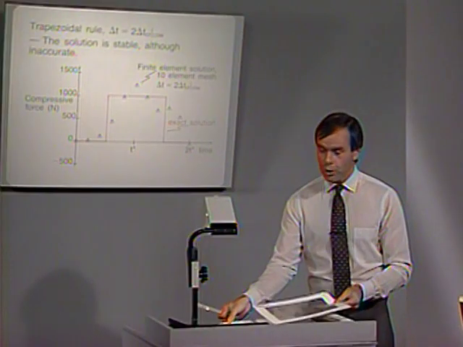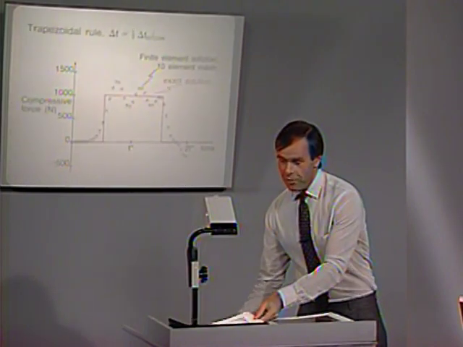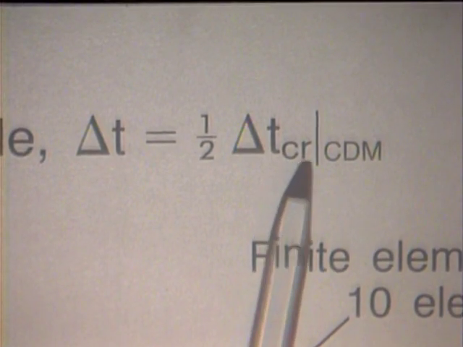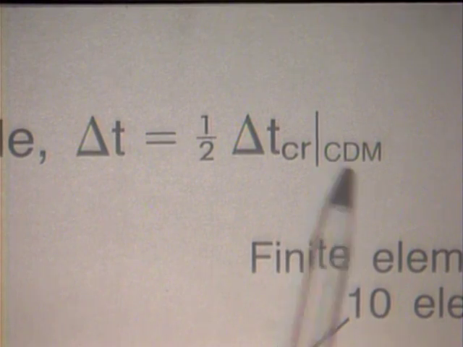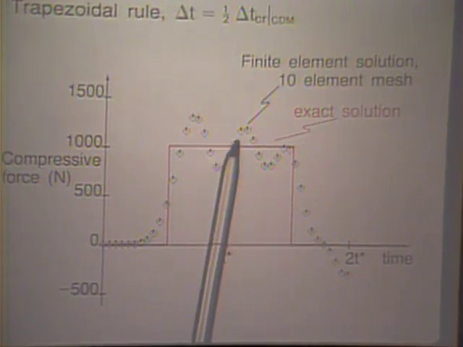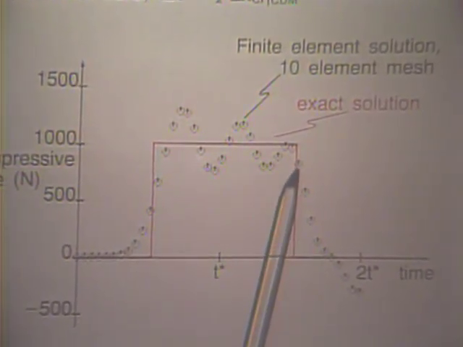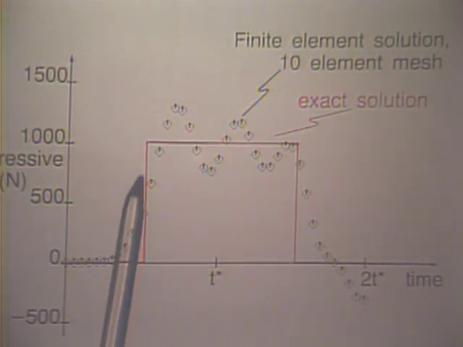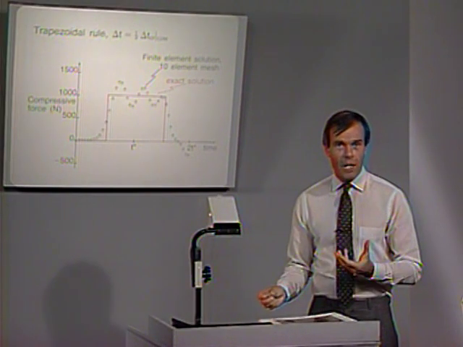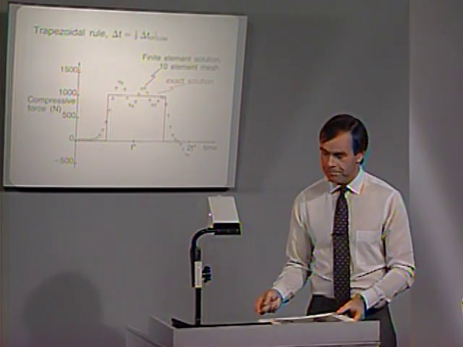Now we look at the solution where we have half the time step of the critical size corresponding to the central difference method. And you see here the solution, again very inaccurate when compared to the exact solution, but of course stable, because the method is always stable for any time step delta t.